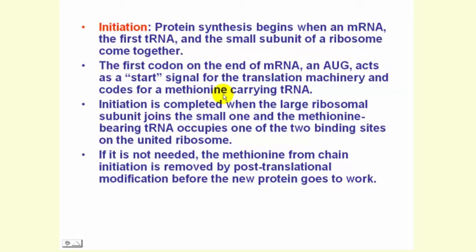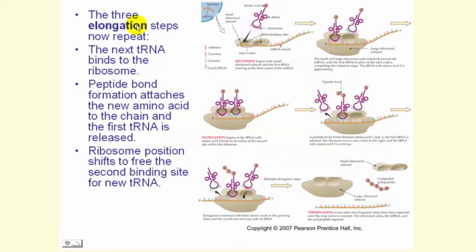The initiation is complete when the large ribosomal subunit joins the small one, and the methionine-bearing transfer RNA occupies one of the two binding sites on the united ribosome. The three stages are initiation, elongation, and termination. We already talked about the initiation, okay? Elongation, this is this step here. All right, so we have the initiation, now the elongation.